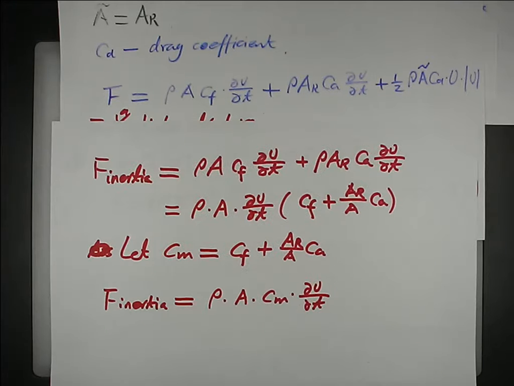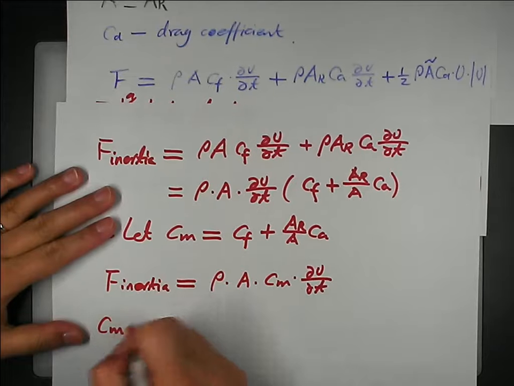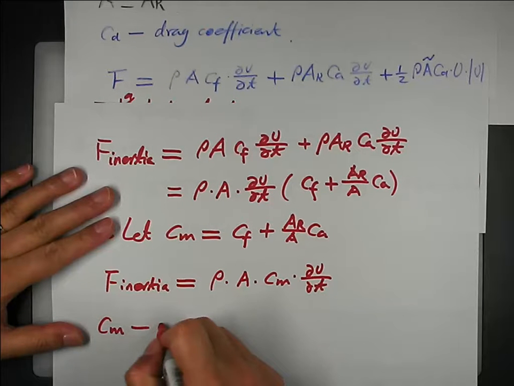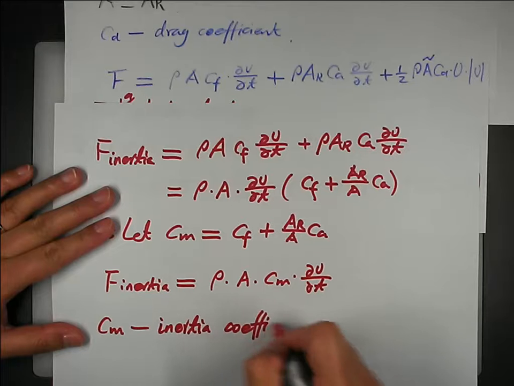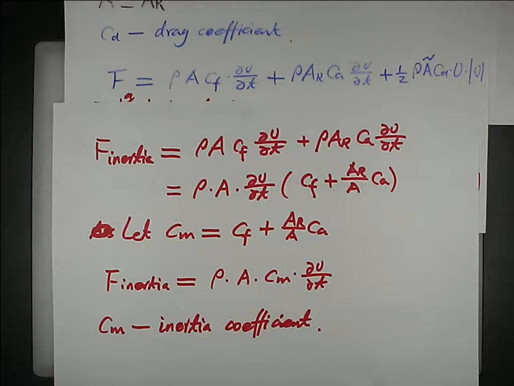Okay? CM here is the inertia coefficient. So we just do a combination of two parts of force. So this is the inertial force for any structure, not only the cylinder.